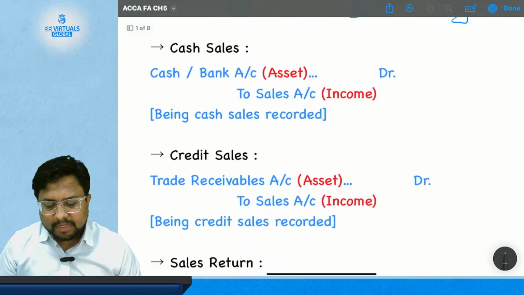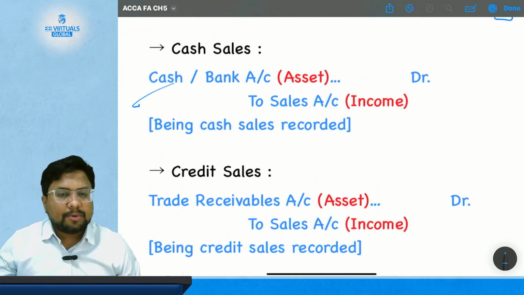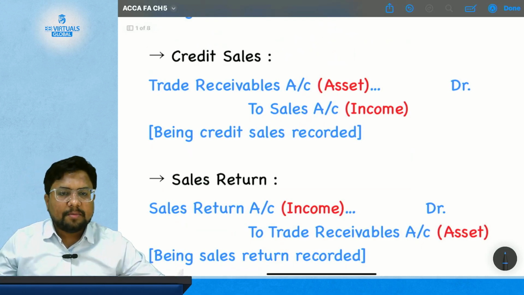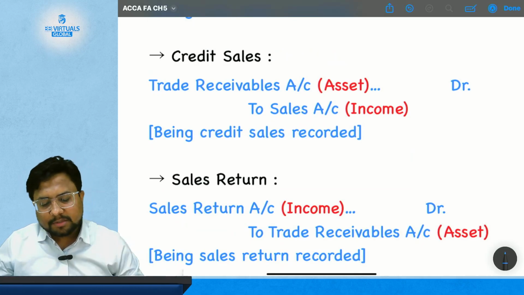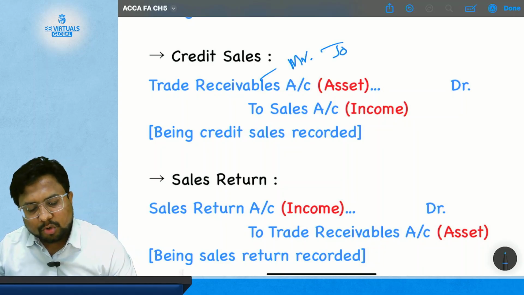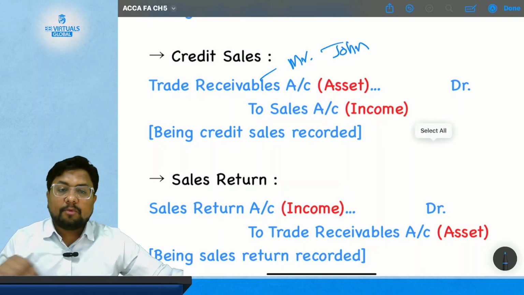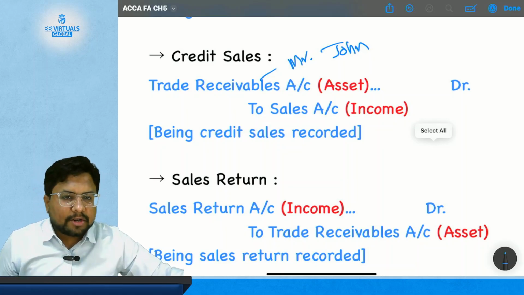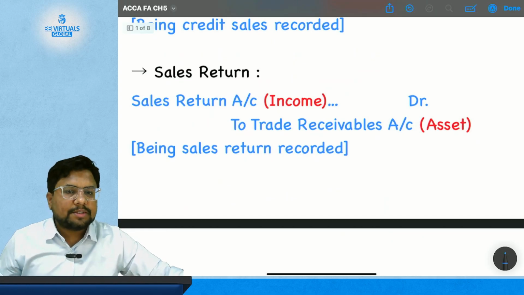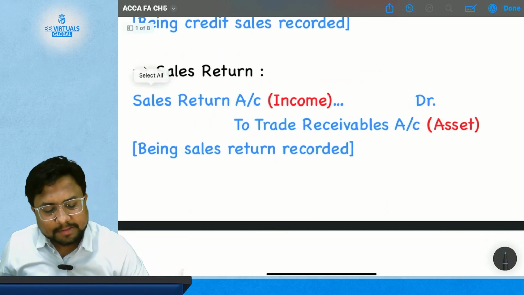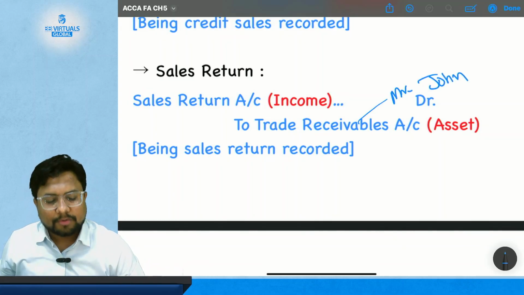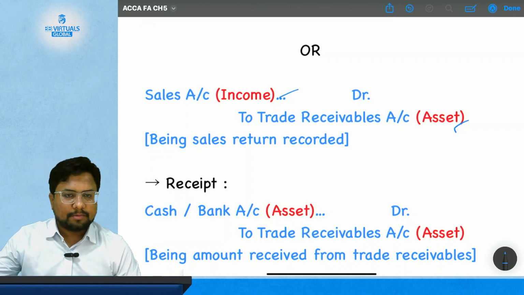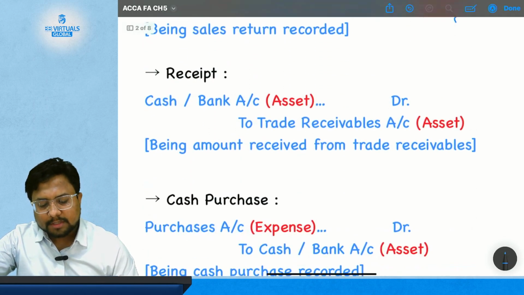When it comes to cash sales, the entry will be cash account debit to sales. When it comes to credit sales, the entry will be trade receivable account debit to sales, or you can say Mr. John, because Mr. John is a trade receivable. What trade receivable is, we will study in chapter 6. Then comes sales return: sales return account debit to trade receivable, that is Mr. John. Or you can also record sales account debit to trade receivable. Either you can record this.